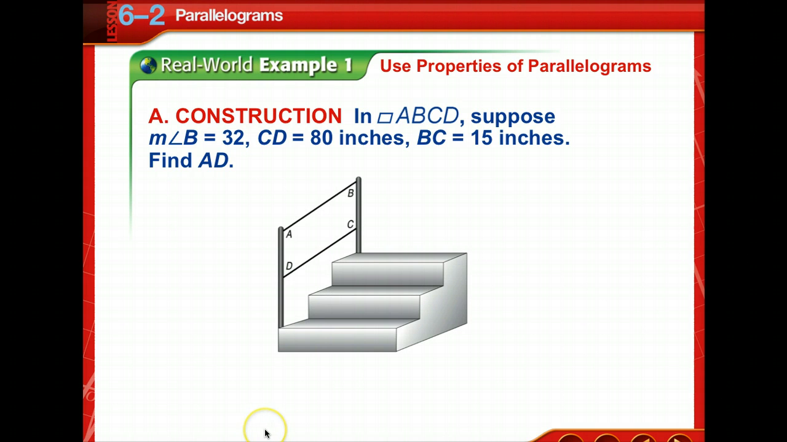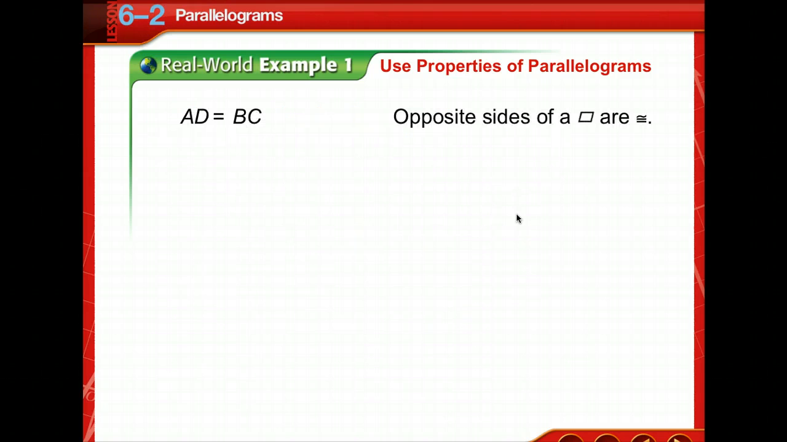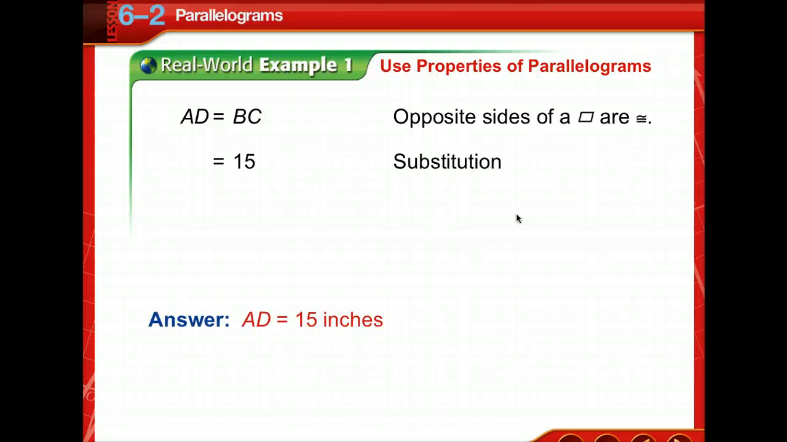Now let's use the properties of parallelograms to find missing measures. In parallelogram ABCD, suppose that the measurement of angle B is 32, CD is 80, and BC is 15. We're to find AD. So you might draw this parallelogram in your notes, sketch that very quickly, and label what you were given. It'll help you as we go through the rest of the slides. So AD is equal to BC because opposite sides of a parallelogram are congruent. BC is 15, therefore AD is also 15 inches.